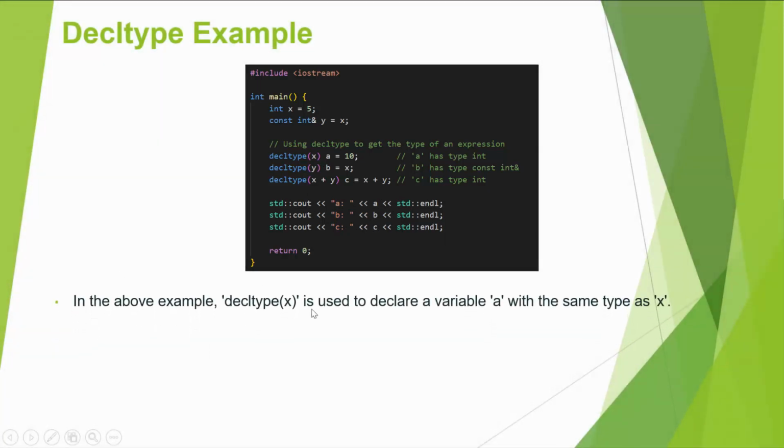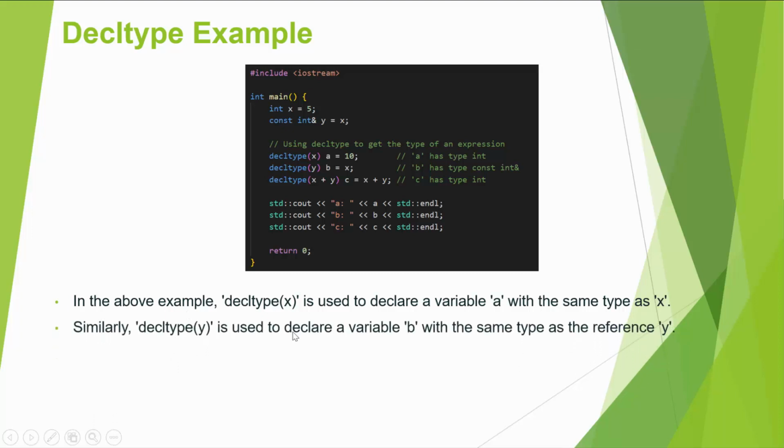Now in the above example, decltype x is used to declare the variable a with the same type as x. So what is the type of x? Here it is integer, so a will have the same type. For y, it will have the same type, that is the previous type. So this is how you can define the type from one variable to another variable.